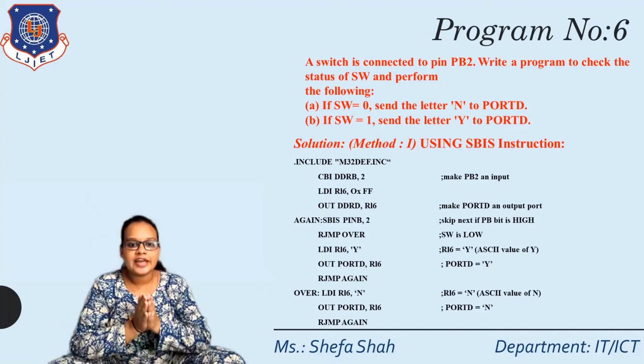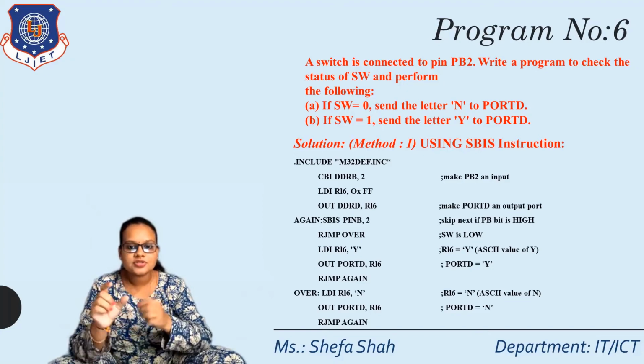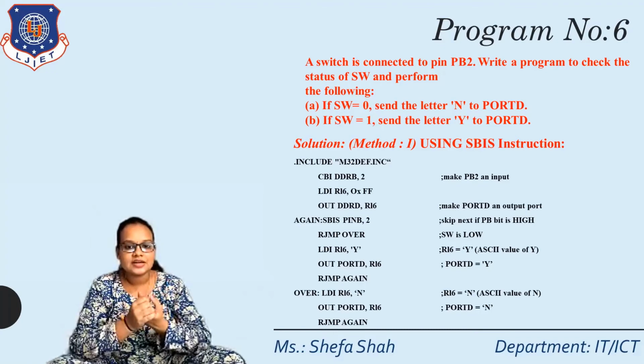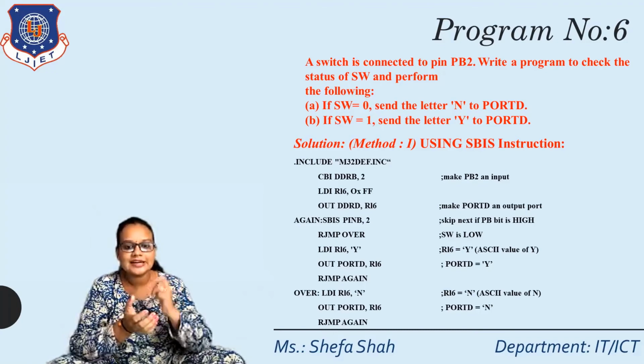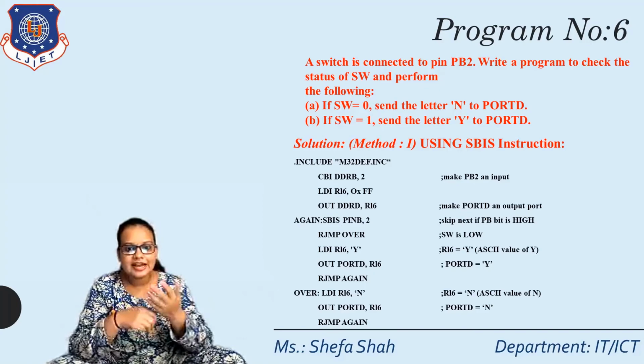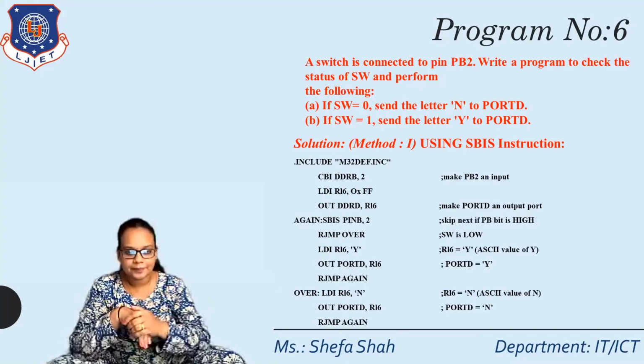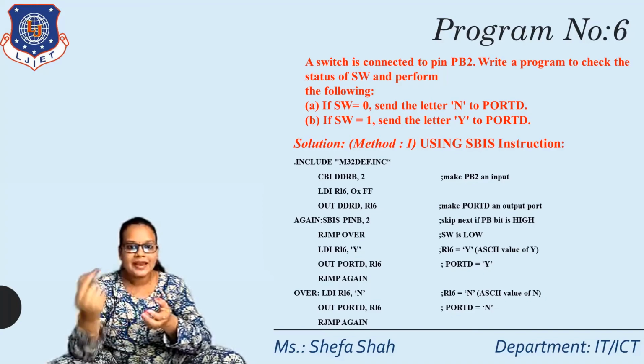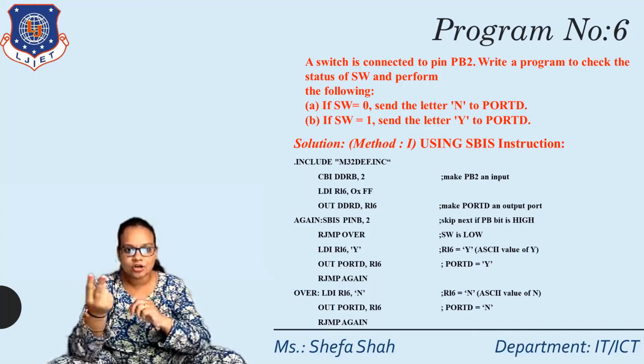Now we will check the pin. So first here we are using method 1, that is SBIS. Here it will be checked whether PB2 is set or not. If it is set, we need to send Y. So SBIS PIND, 2. So bit 2 of the pin register will be checked to see if it is set or not. If it is set, then the rjump over will be skipped, right?